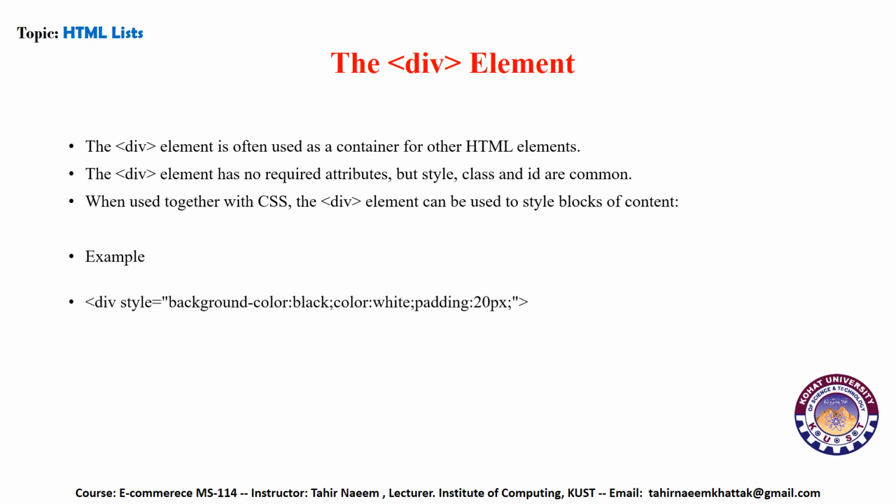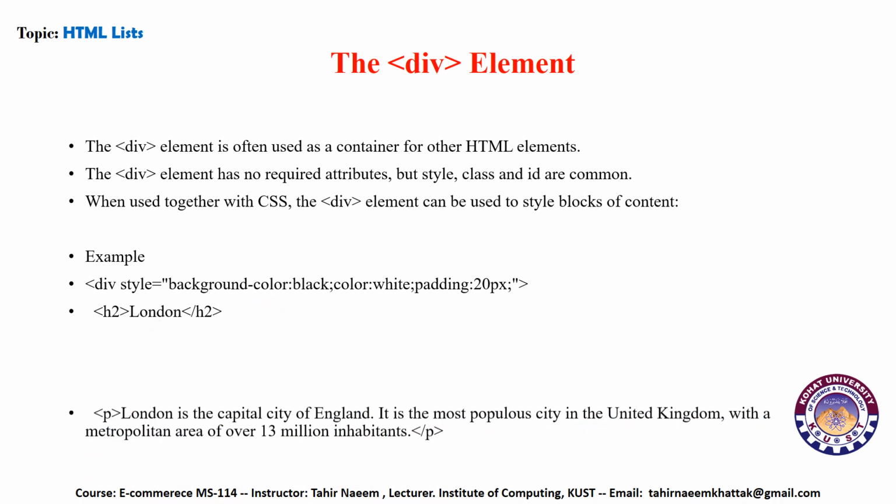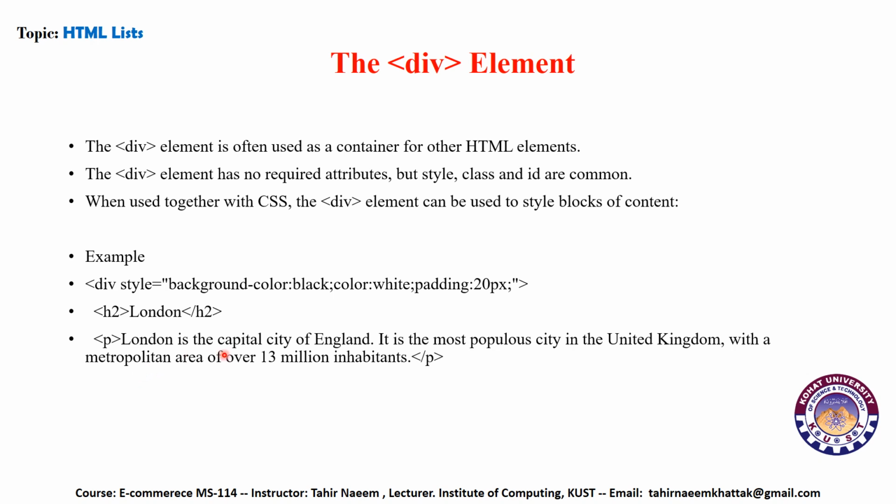Here is the example. Div style background color black, color white, padding equal to 20 pixels. So here I have set the styling for it. Here H2 is London. Here is the paragraph. London is the capital city of England. It is the most populous city in the United Kingdom with a metropolitan area of 13 million inhabitants. Here I have closed the paragraph. Here I have closed the div.